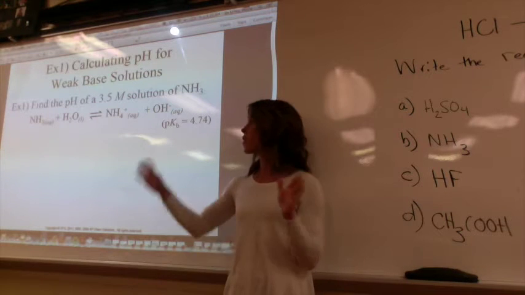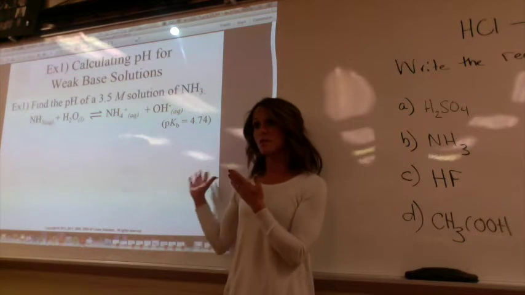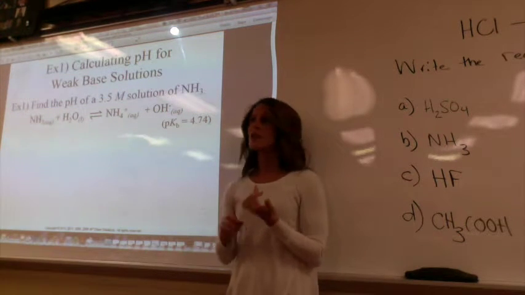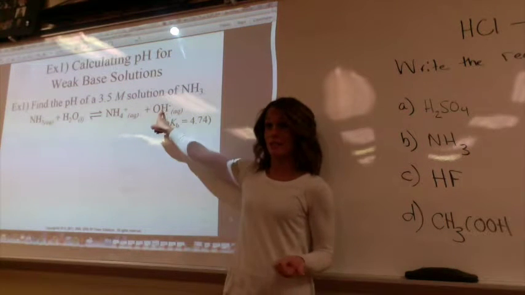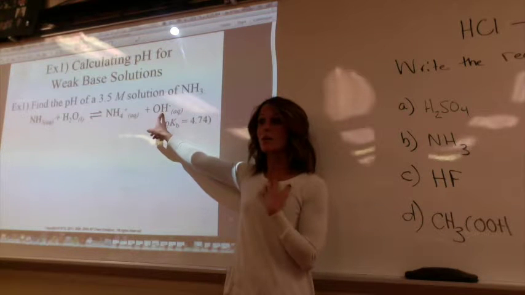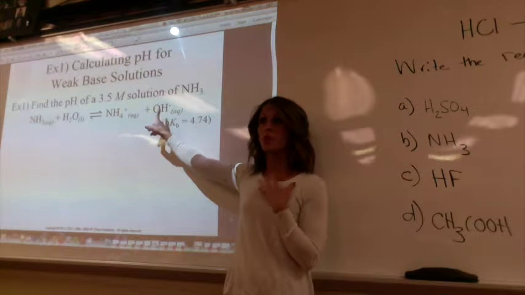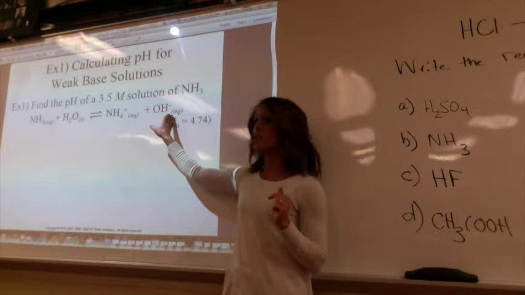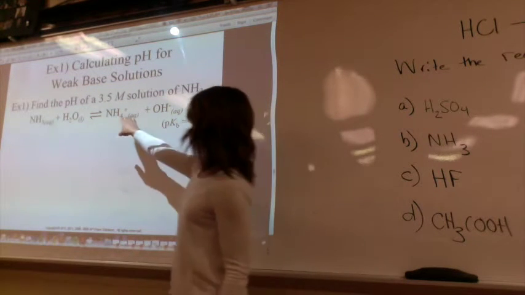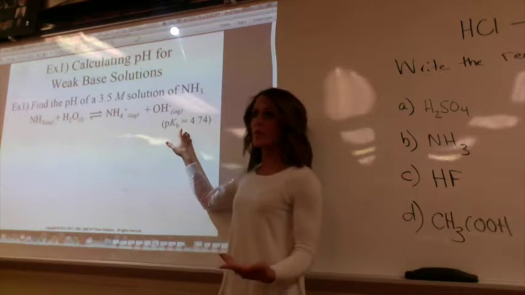If it's weak, then you have to do KB or KA. All right, so this is a base, it's a weak base, so I'm going to have to solve for KB. So what is your first step to write your reaction? I'm not writing it for you tomorrow. So your first step would be to write your reaction, right? So if you write out your reaction, now you can solve for this problem given the KB or the PKB.